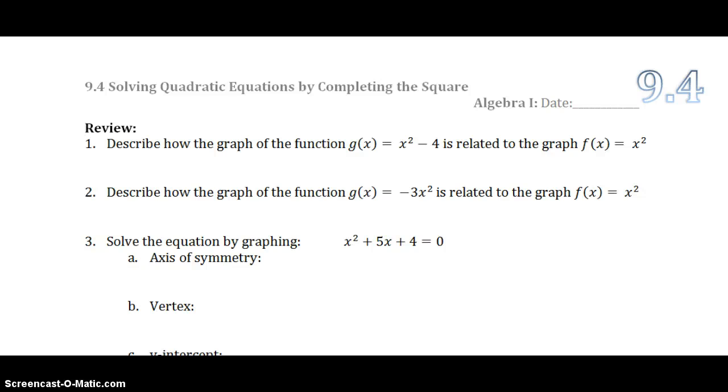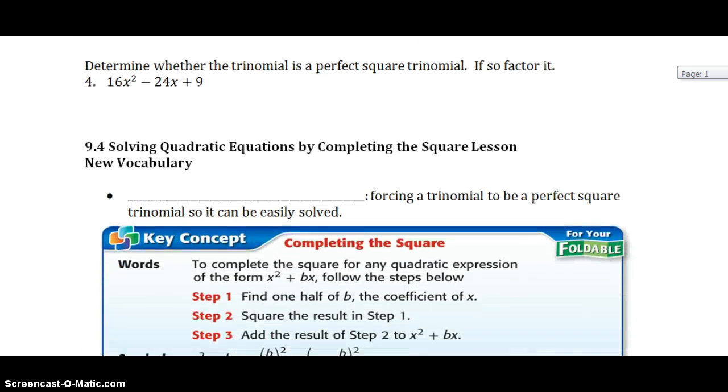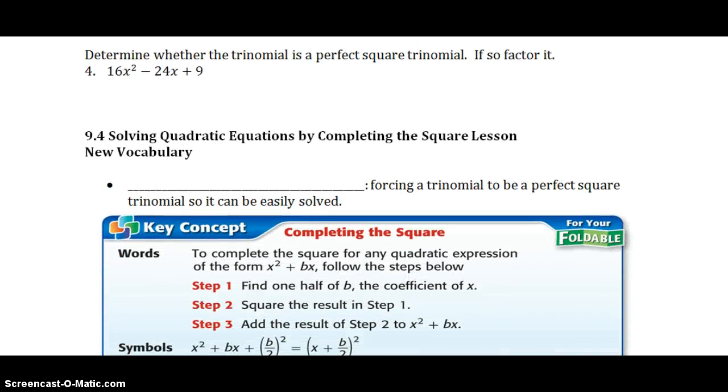Hello, algebra students. In Chapter 9, Section 4, we're going to learn how to solve quadratic equations by completing the square. These first three review problems I'm going to leave for you to attempt on your own. And I want to work the fourth review problem with you because it's a great lead-in to completing the square.